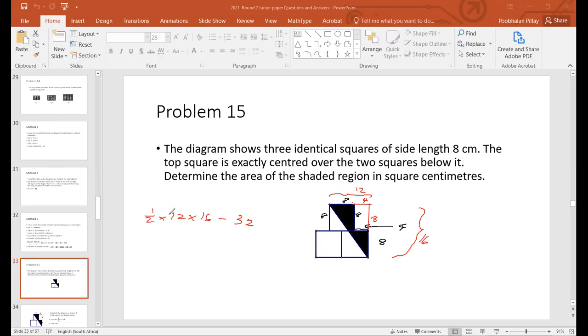Okay, and if you do this thing here, half of 12 is 6, 6 times 16 is 96. 96 minus 32 is 64. So that's the answer. Right, it's a very nice solution, Roll. Anybody else got 64?